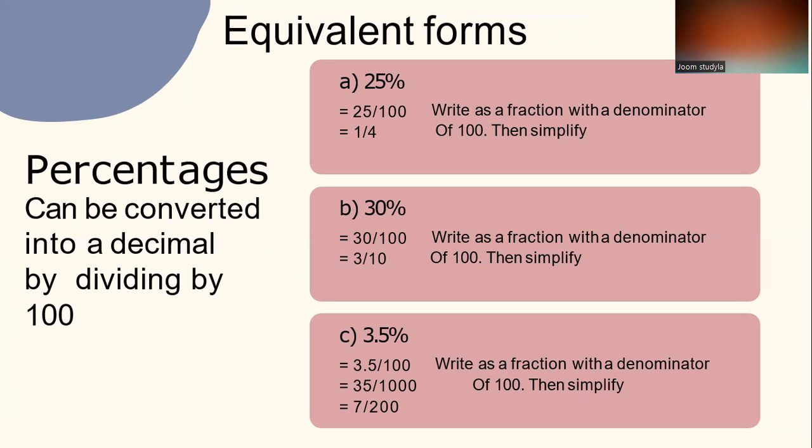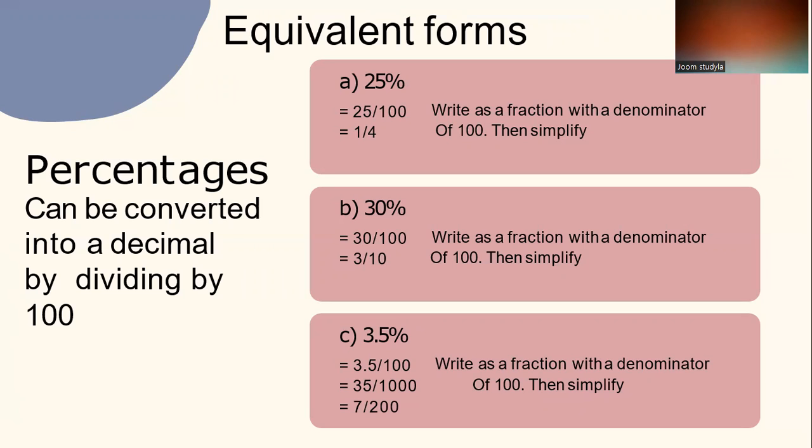And let's look for example for question B, 30%. When you want to write a fraction with a denominator, it becomes 30/100. And when you simplify it, it becomes 3/10.